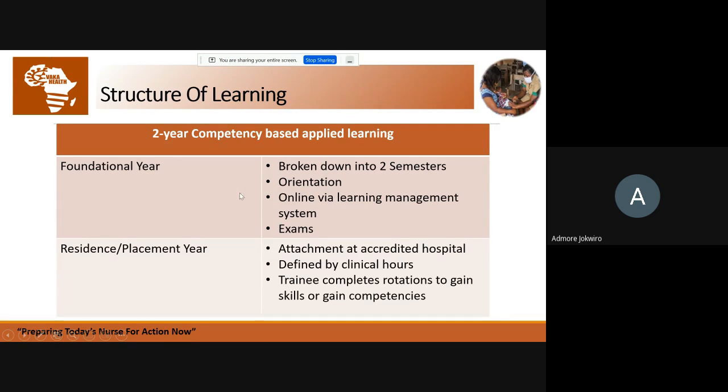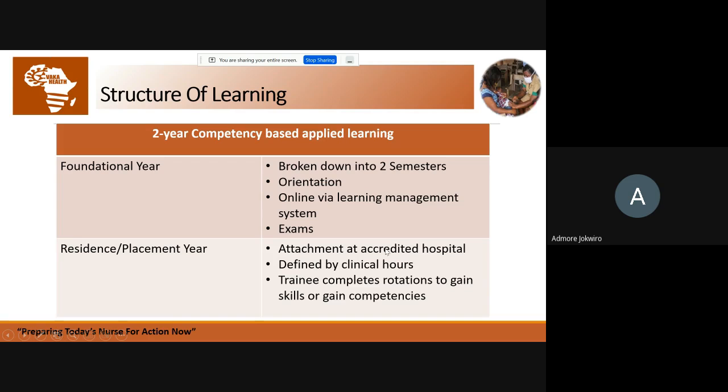So if it's critical care nursing, you are going to be doing your theory for critical care nursing in that foundational year. The second year, which is known as the residence, the placement, or the attachment year, you are attached at an accredited hospital within the ECSA region. And these accredited hospitals are going to be published, and residences will be provided for, say, midwifery, critical care nursing, and everything else.